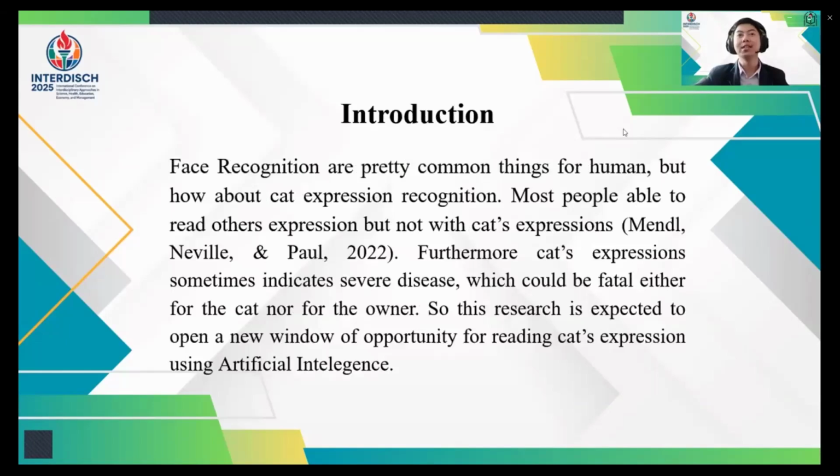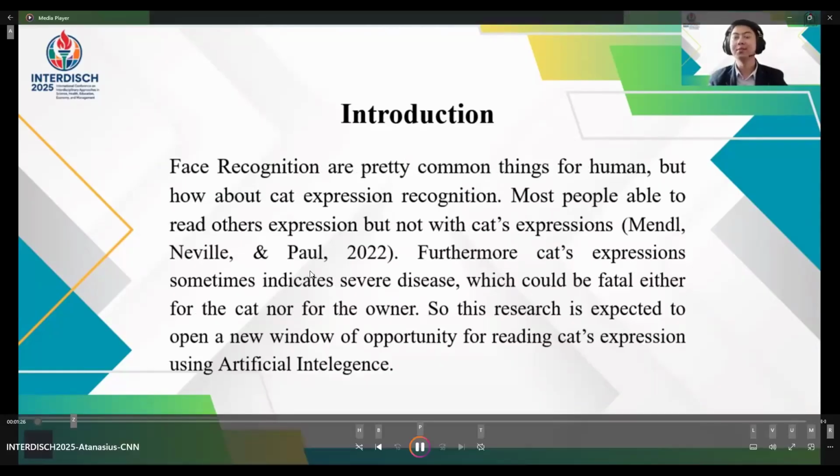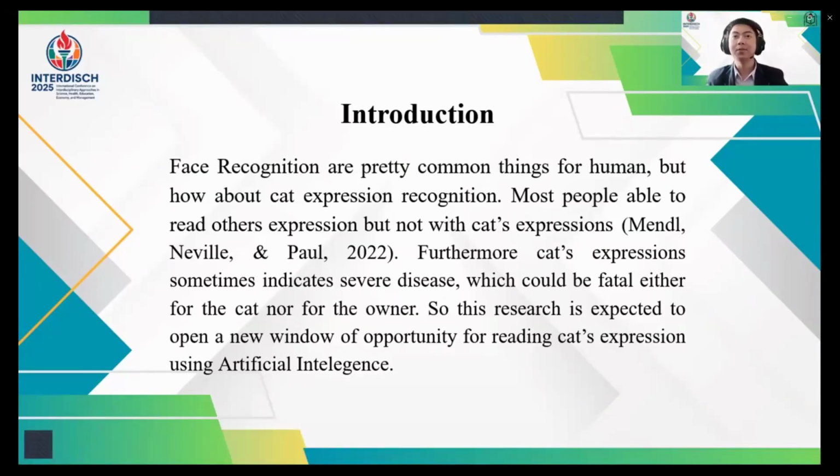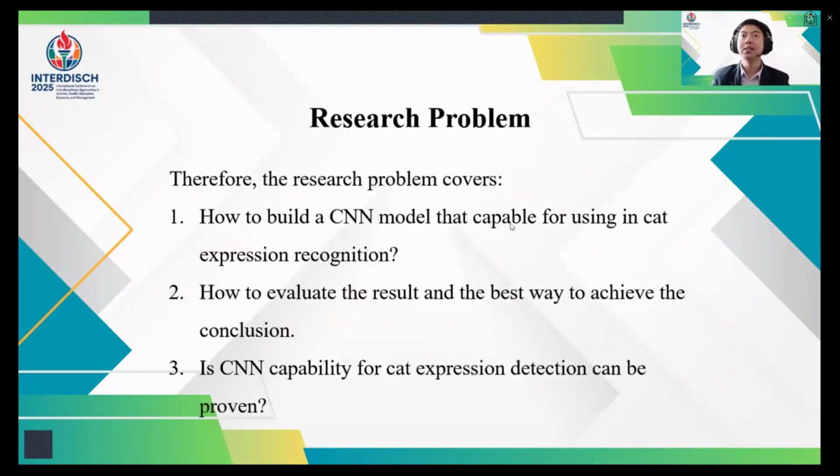So the introduction: face recognition is a pretty common thing for humans, but how about cat expression recognition? Most people are able to read adult human expressions, but not cat expressions. Maybe we all kind of agree about this one. Furthermore, cat expressions sometimes indicate severe disease, which could be vital for both the cat and the owner. So my research is expected to open a new window of opportunity for reading cat expression using artificial intelligence.